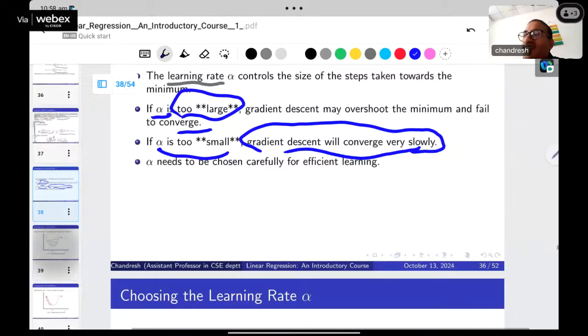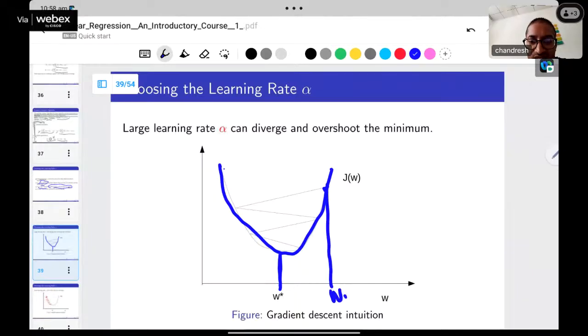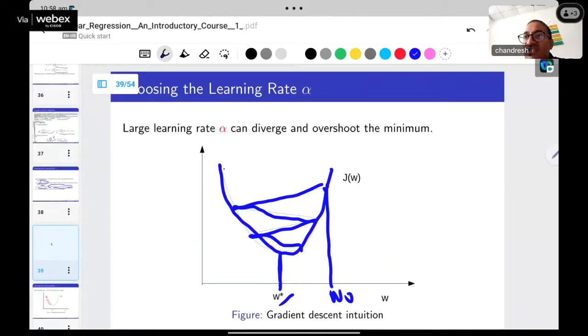Let me show you the picture. This is our objective function that we want to minimize, and the minimum is here. Let's say you are starting from here, this is your W naught. If you set alpha very large, really big, then W will go here and you will miss the minimum. Then another step will be here, and you will basically fluctuate around the minimum rather than converging to it. You will go up and here and here.